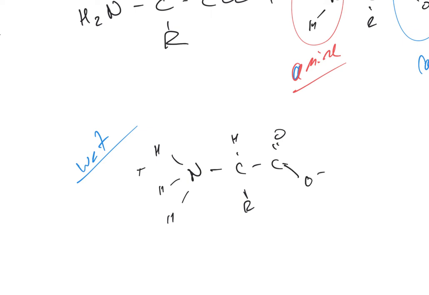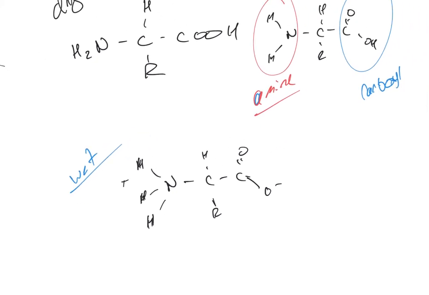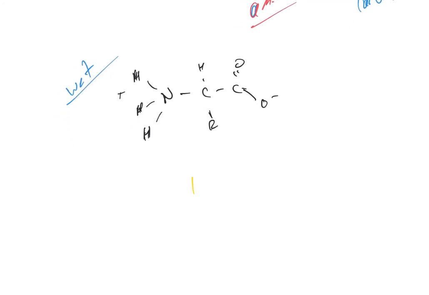Okay, so this is the wet form. Both are correct. The only difference is that this H right here moves to this side. So you have NH, so you can also write it out. You could write H3N plus CHRCOOH. Oh, sorry, COO minus. Okay?